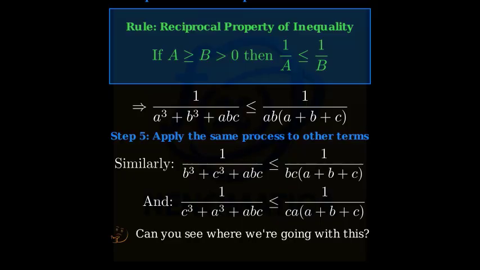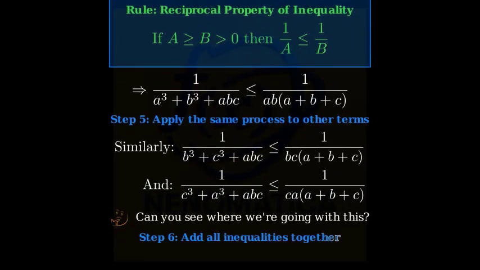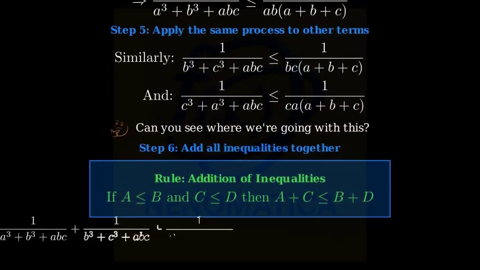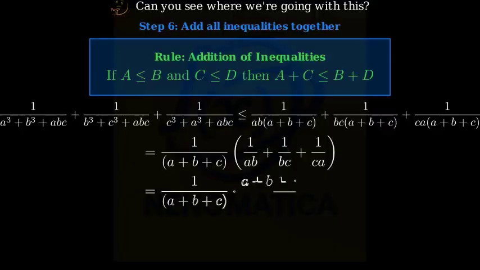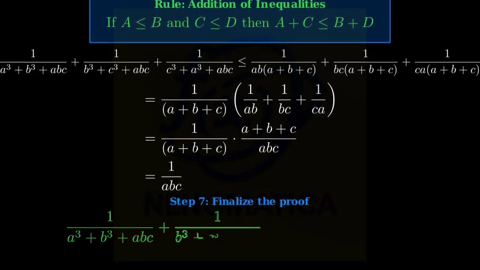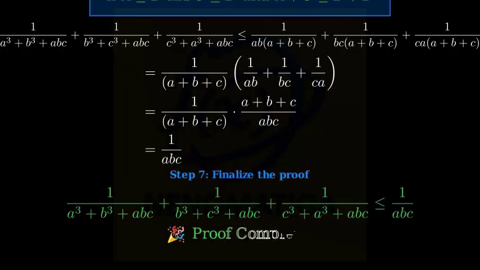Let's combine these three inequalities. Now, let's add all three inequalities together. On the left side, we get the sum of the three fractions from our original problem. On the right side, we get 1 over ab times the quantity a plus b plus c plus 1 over bc times the quantity a plus b plus c plus 1 over ca times the quantity a plus b plus c. We can factor out the common term 1 over the quantity a plus b plus c, giving us 1 over the quantity a plus b plus c multiplied by the quantity 1 over ab plus 1 over bc plus 1 over ca. Notice that the right side simplifies to 1 over abc. This means we have proven our original inequality.